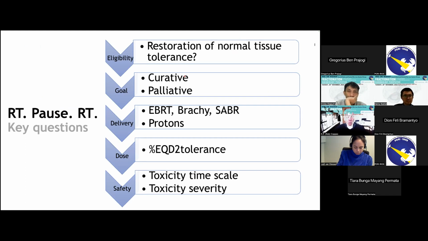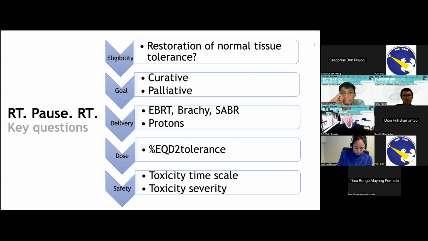Then, of course, you have to think by yourself, what is the goal, because you may just want to help the patient for some time. And then, of course, you have to choose what type of secondary treatment you want to use. Do you want to use external beam radiation? Do you want brachytherapy or SABR? Or maybe, in Holland, we have protons. That could also be an option because you can potentially spare the normal tissue.